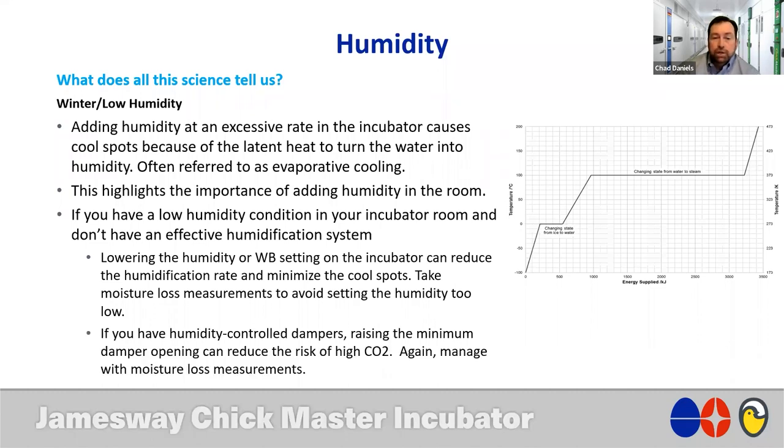If you have a humidity control damper on a machine, oftentimes it's recommended to try to raise the minimum damper openings. And that way your machine will at least ventilate, provide the oxygen that's needed, and minimize the high CO2. Again, you have to manage the moisture loss measurements in order to not overventilate.